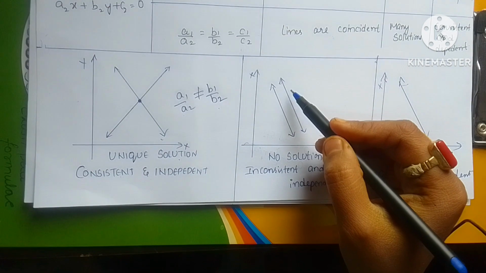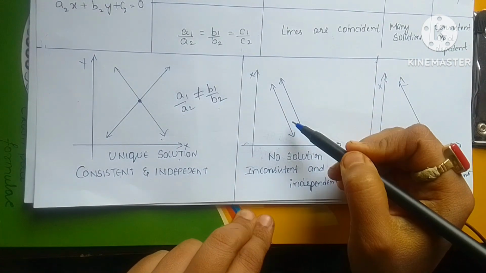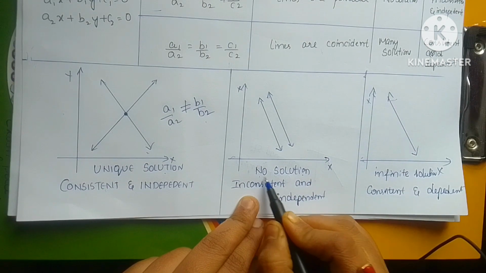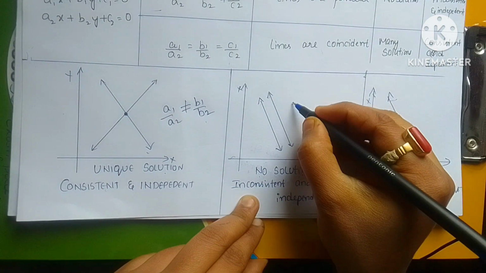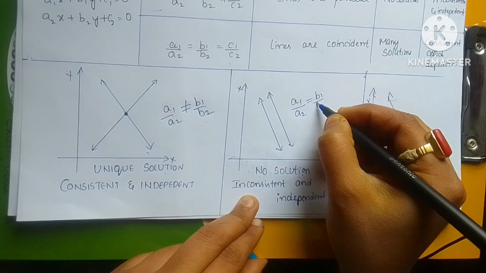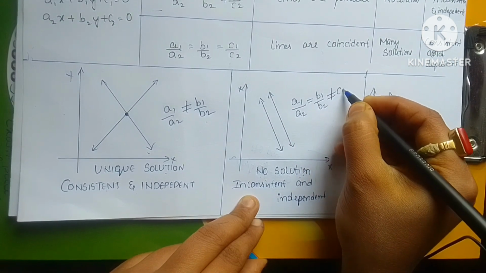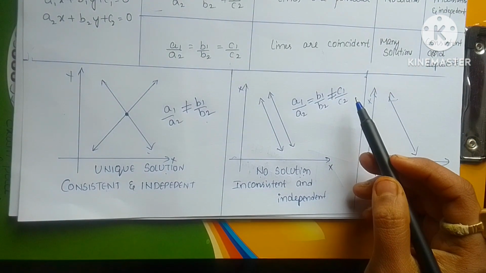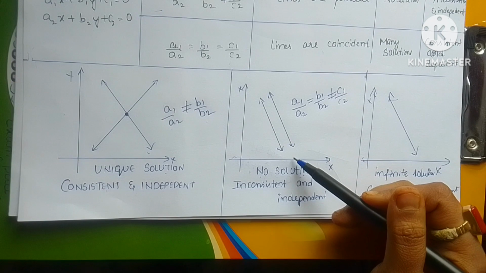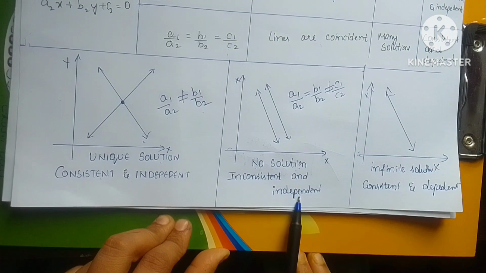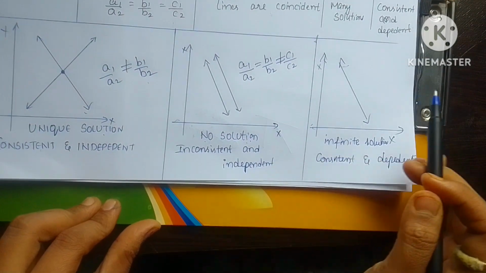And if the lines are parallel, then there will be no solution. How will the comparing ratio be? a1 by a2 is equal to b1 by b2, not equal to c1 by c2. If it is not equal to c1 by c2, then they are parallel lines and there will be no solution, and it is inconsistent and independent.